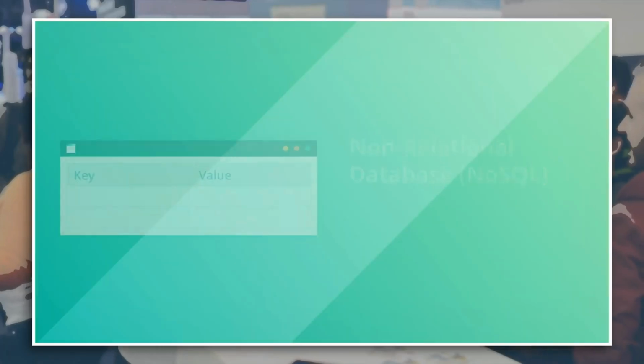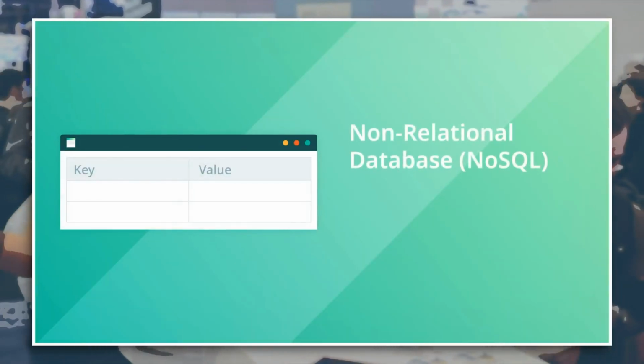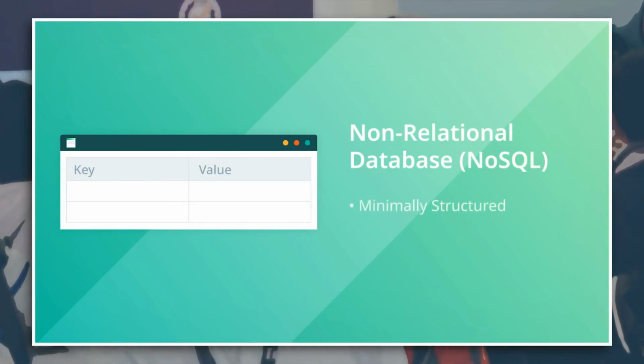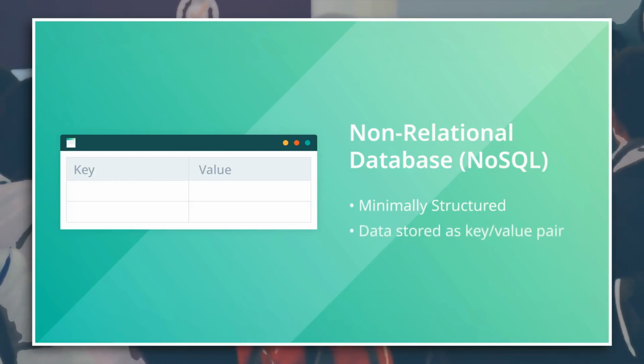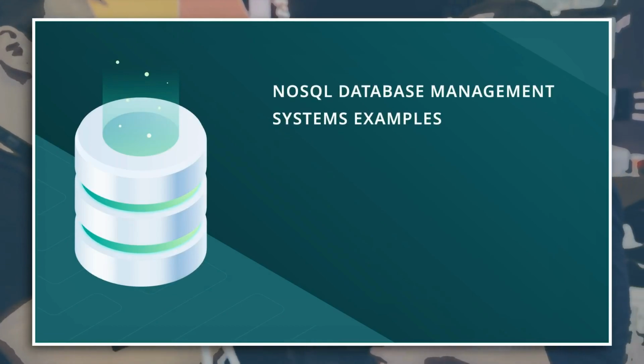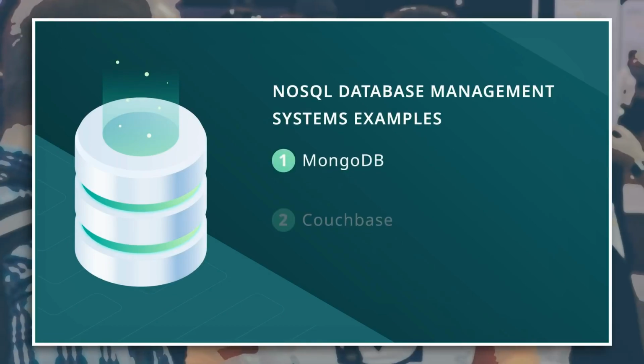So when would you want to use a NoSQL database? Well, as we talked about in the intro, Shutterfly uses NoSQL to store image metadata. This is a good use case because the image data doesn't necessarily require a lot of structure and can be stored as a key value pair. Now, some examples of NoSQL database management systems that are available are MongoDB, Couchbase, and Amazon DynamoDB.